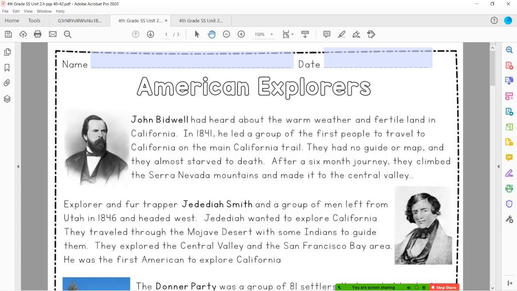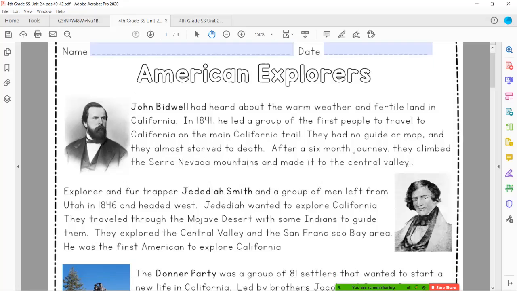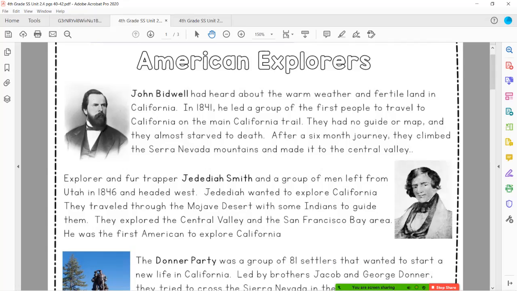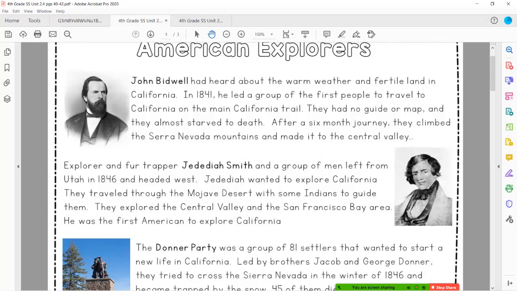So this section is about American explorers. Our first one is John Bidwell. John Bidwell had heard about the warm weather and fertile land in California. In 1841, he led a group of the first people to travel to California on the main California Trail. They had no guide or map, and they almost starved to death. After 6 months of journey, they climbed the Sierra Nevada mountains and made it to the Central Valley.